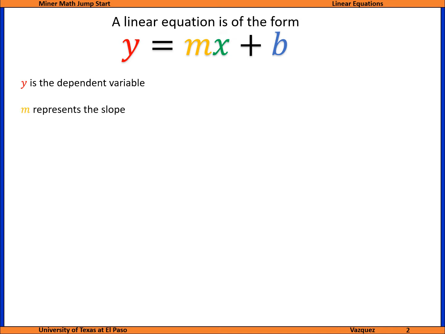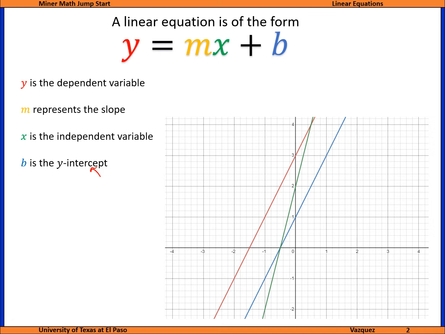If you remember, m represents the slope. X in this case is the independent variable. And finally, b is the y-intercept. And we'll go over what this means, the y-intercept. What does that mean? Let's take a look at these three lines.